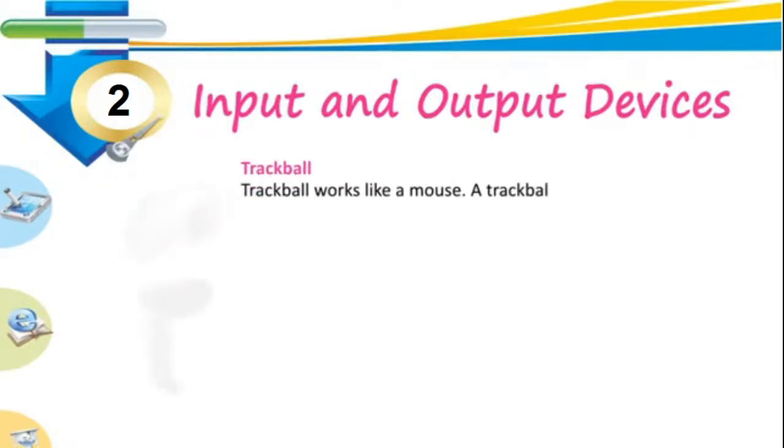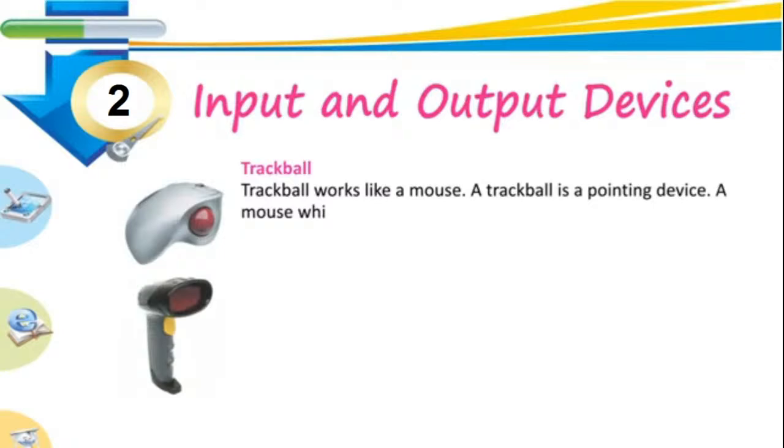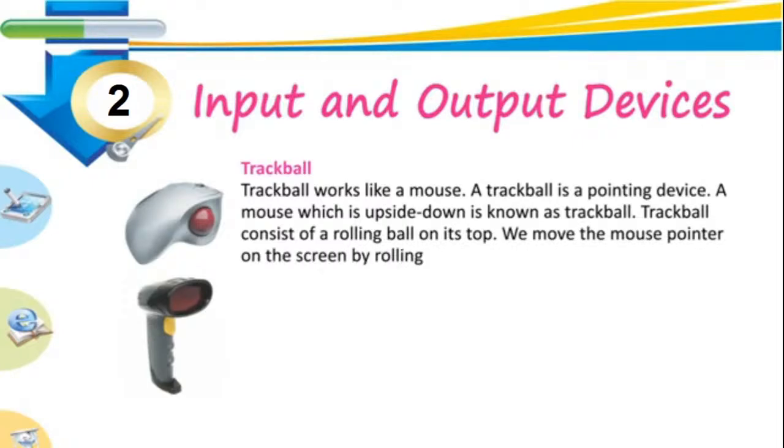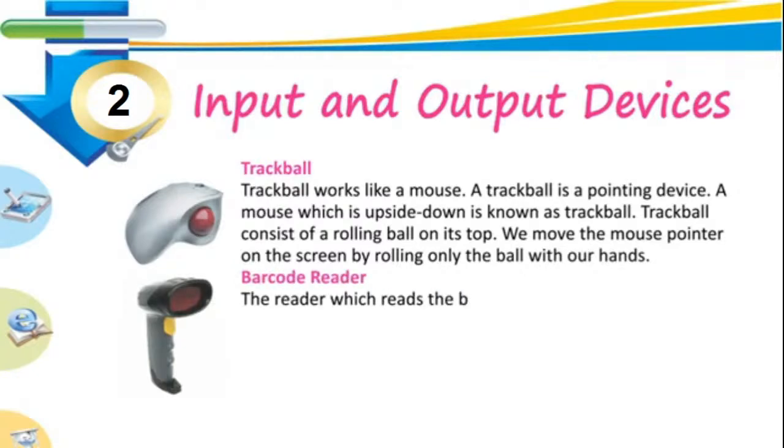Trackball. Trackball works like a mouse. A trackball is a pointing device. A mouse which is upside down is known as trackball. Trackball consists of a rolling ball on its top. We move the mouse pointer on the screen by rolling only the ball with our hands.